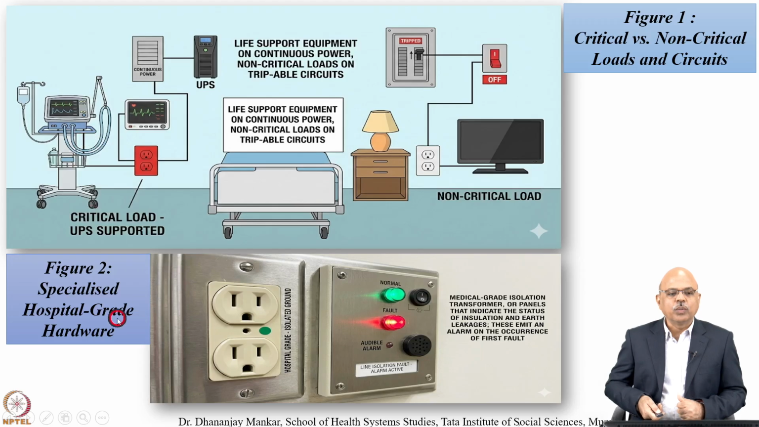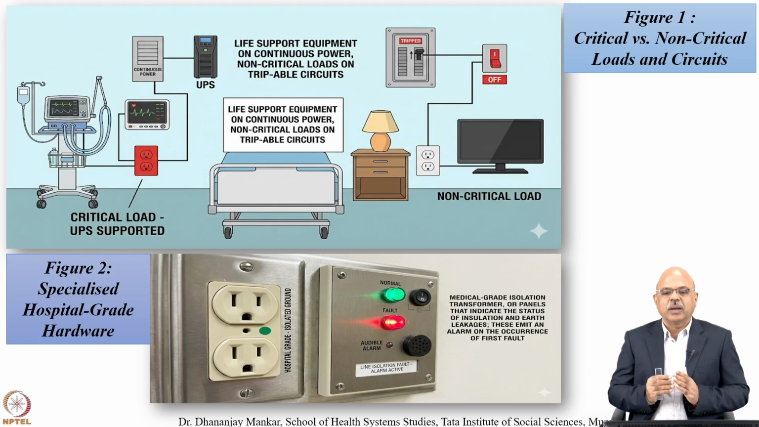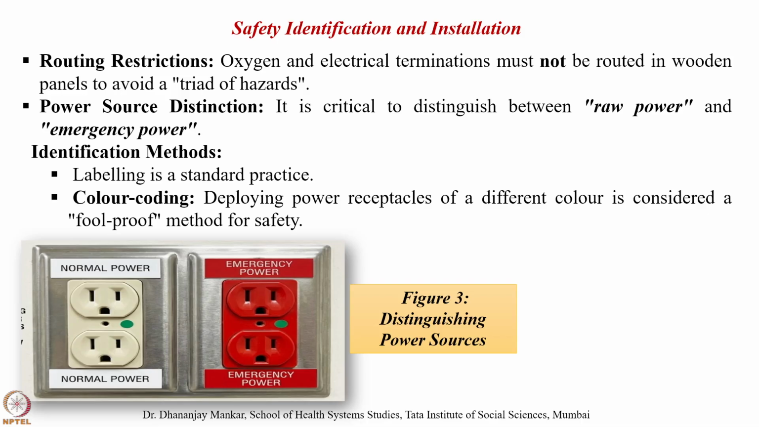Now, in figure 2, you may find the specialized hospital grade hardware, and on the other side where the normal and the fault part is shown, the medical grade isolation transformer or panels that indicate the status of insulation and earth leakages. These emit an alarm on the occurrence of the first fault, and the healthcare worker can identify it and raise a concern to deal with this issue.